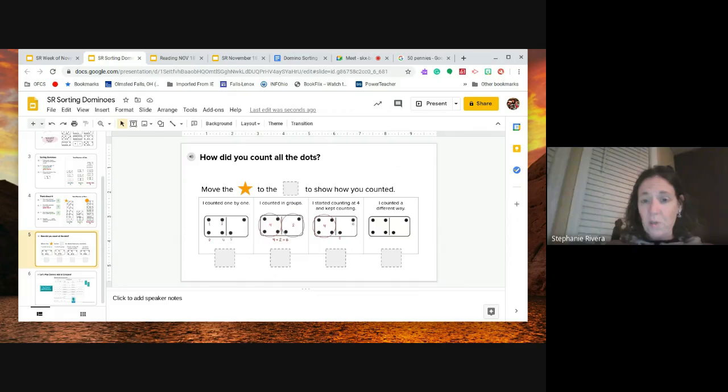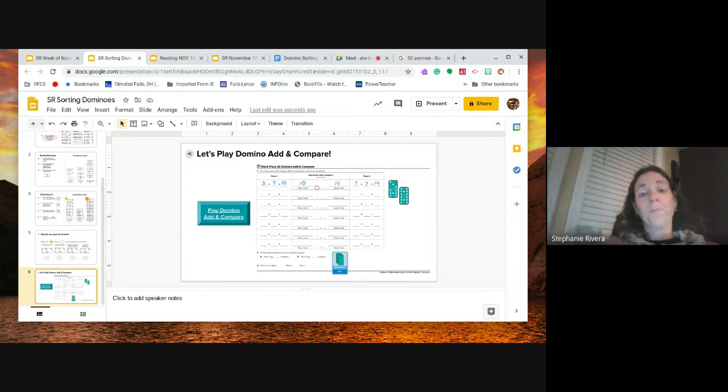Okay, how did you count all the dots? This is a slide to ask you, what strategy do you like to use? Do you count all the dots? 1, 2, 3, 4, 5, 6? Or do you just say the first number 4 and then say 5, 6? Okay, do you count them in groups? Or do you start counting at 4 right away and just say 4, 5, 6? Or do you count in different ways? Really think about this one. Which strategy do you use? How do you count those up?